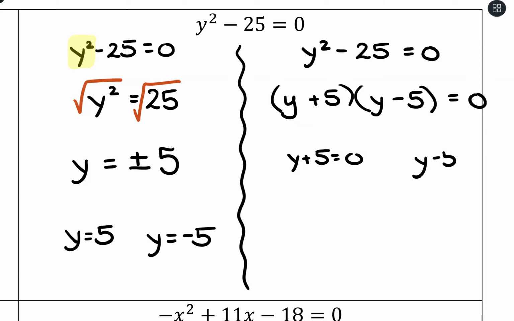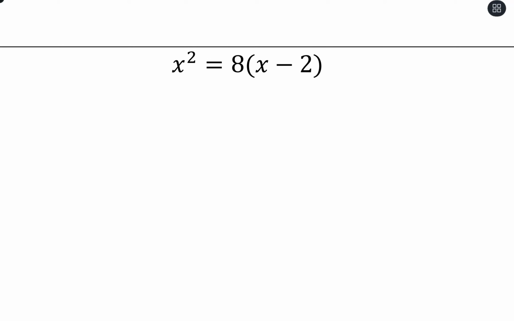Okay, a few more examples here. So I have x squared equals 8 times x minus 2. And maybe you're thinking, ooh, I could just take the square root of both sides and be done. But we have x stuck in there, and we don't want to get that stuck underneath the square root. So that's not going to work for us. Instead, let's simplify the right-hand side of the equation. So I'm going to distribute the 8 in. So I have x squared equals 8x minus 16.